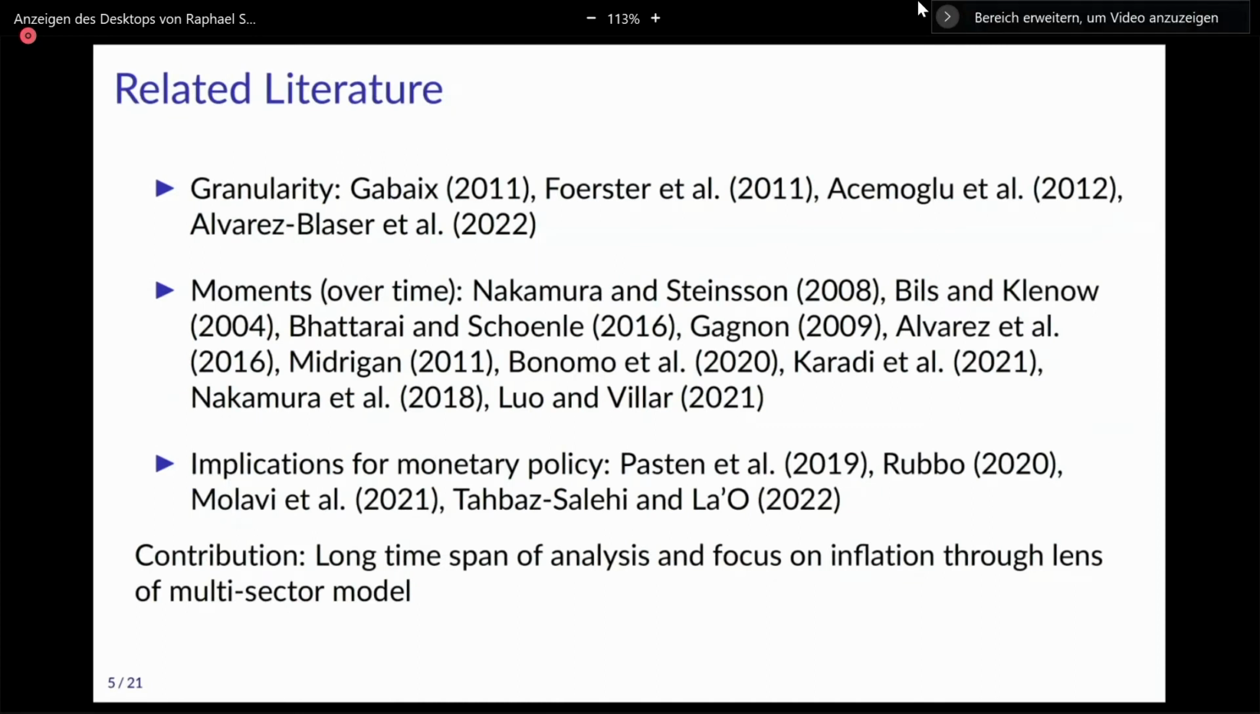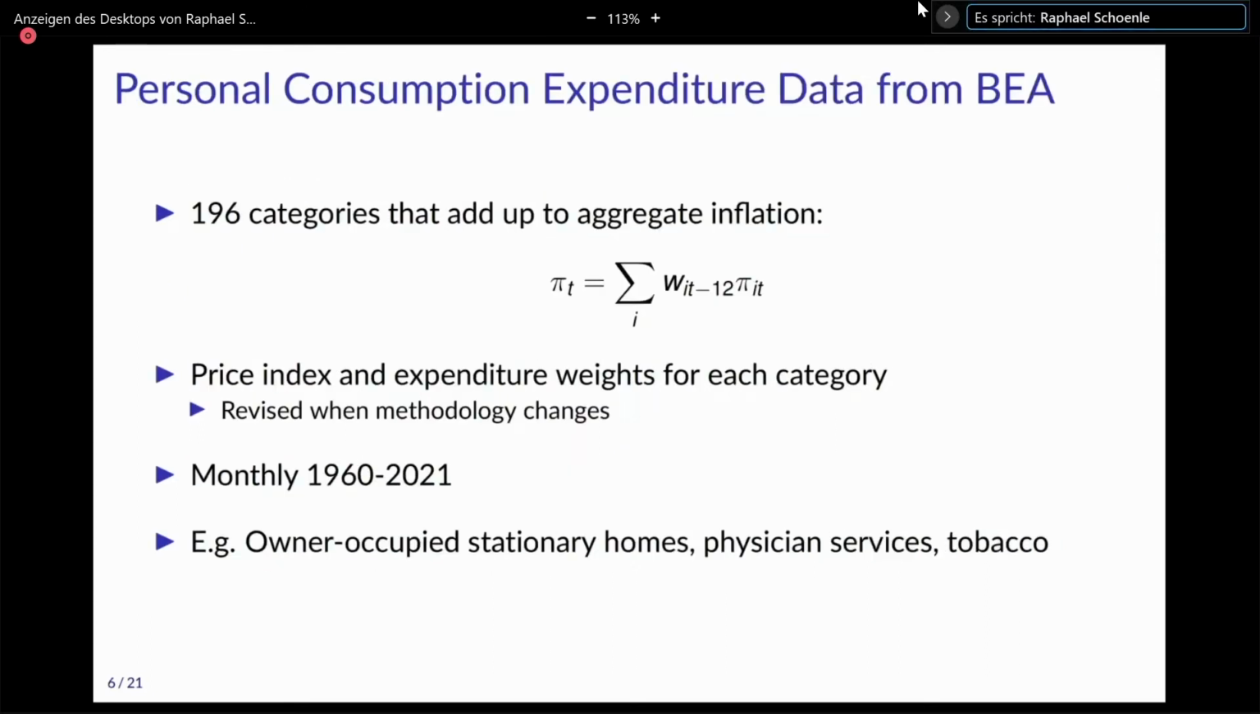I'm not going to talk much about the literature here, except that our contribution lies mostly in considering a very long time span for analysis and the focus on inflation through the lens of multi-sector models. The data that we base our analysis on is the PCE, the Personal Consumption Expenditure data from the BEA. This data has about 196 categories that we can add up to aggregate inflation and that we can define consistently. This is monthly data for about the last 60 years.